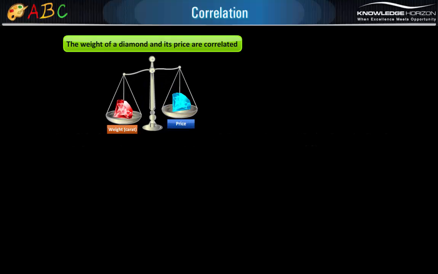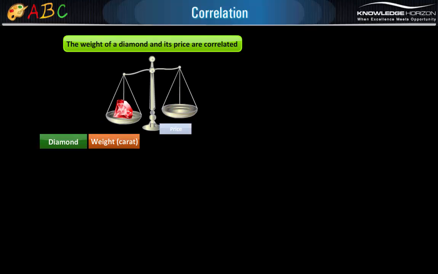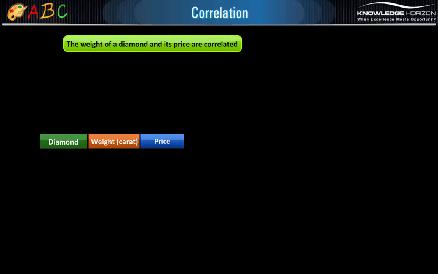Let us take the example of the weight of diamonds and their prices. The weight of a diamond and its price are correlated factors. The price and weight of a diamond are directly proportionate to each other. The greater the weight of a diamond, the higher its price.